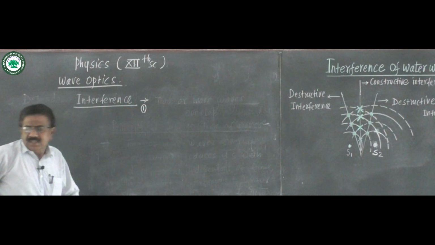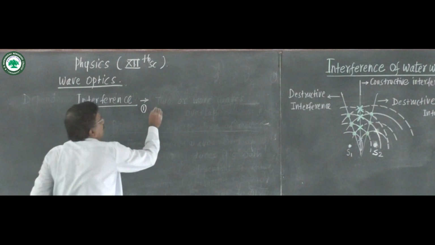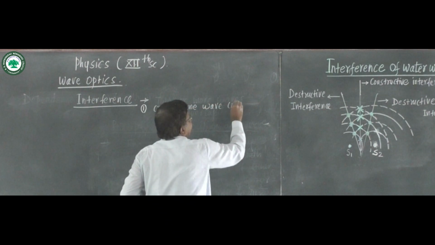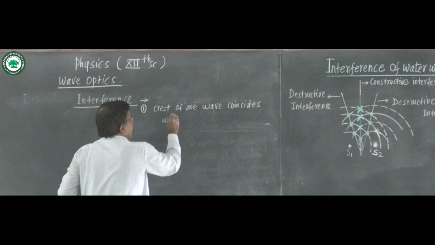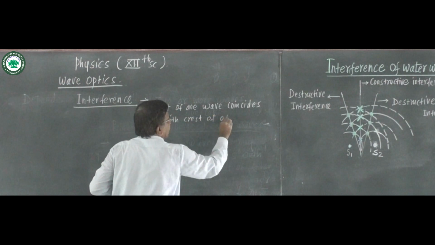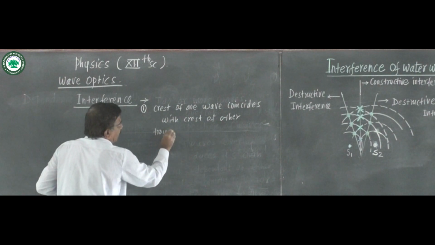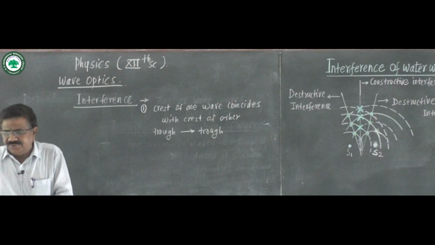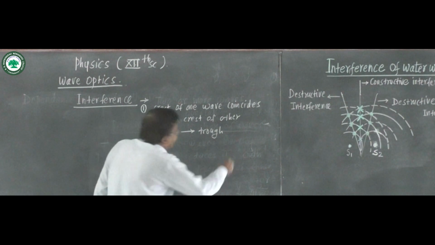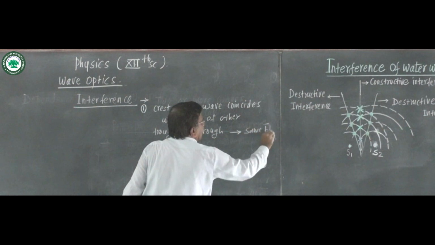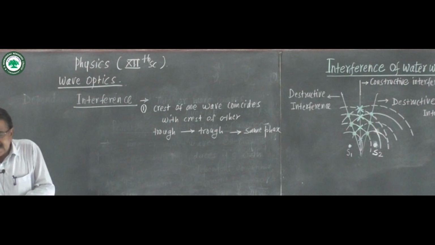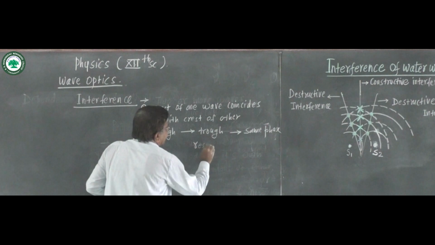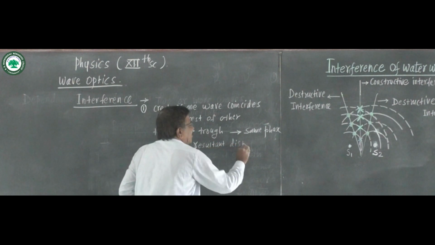First point is, if crest of one wave coincides with crest of the other, or trough of one wave coincides with trough of the other wave, the waves are said to be in same phase, and the resultant displacement is maximum.